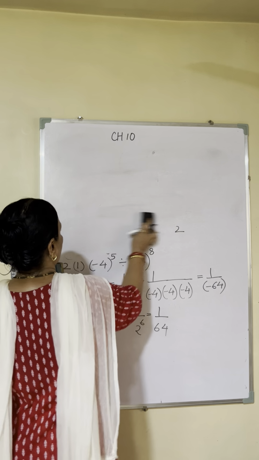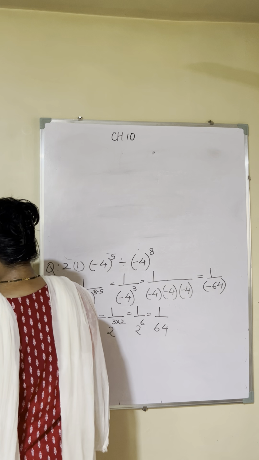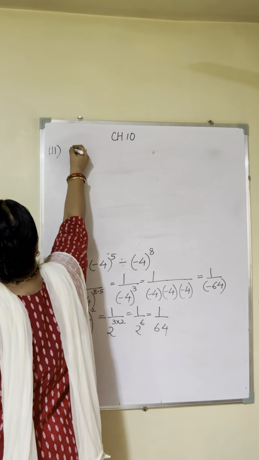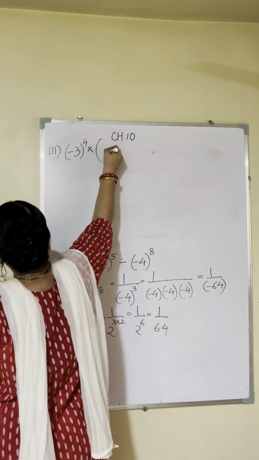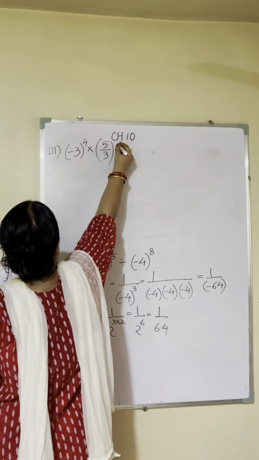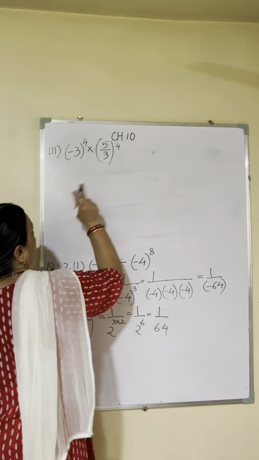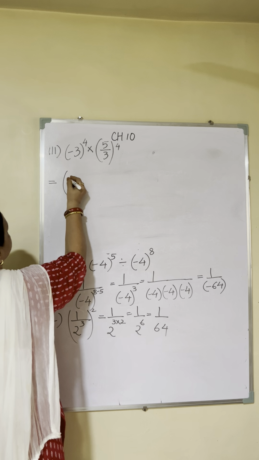So question number 2, I am going to start with the third one. First, slowly copy the question first. -3 raised to 4 into 5 upon 3 whole raised to 4. After writing the question, just observe it. Power is the same. So I will write this this way.